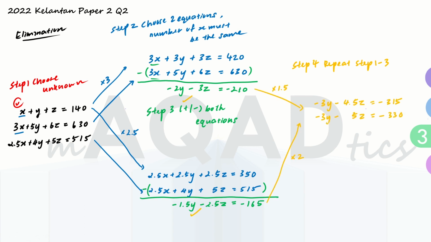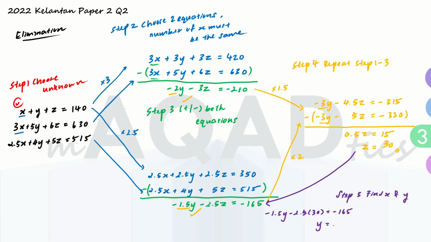So since the coefficients for y are different, so I need to cross multiply. The first equation need to multiply 1.5, the second equation need to multiply 2. And since the signs of the y's are the same, so I can subtract both equations to find the value of z. So when we find the value of one unknown, we can go backwards to find the value of x and y, which is our step 5. So by subbing in the value of z, you will get the value of y, which is 60. And subbing in the value of y and z, you will get the value of x, which is 50.